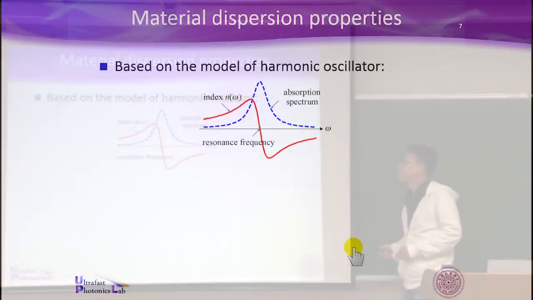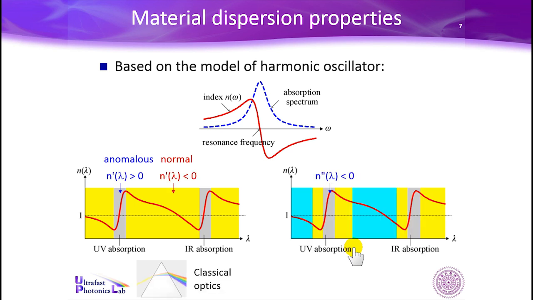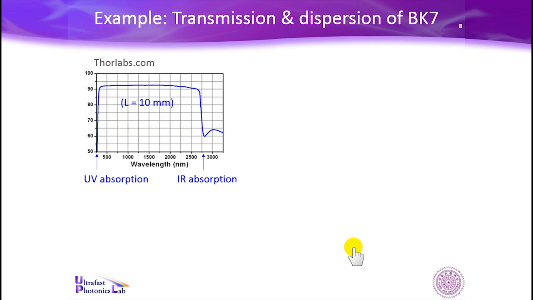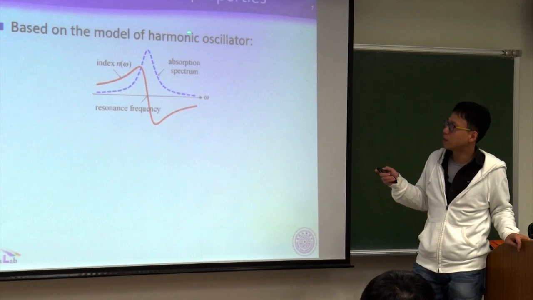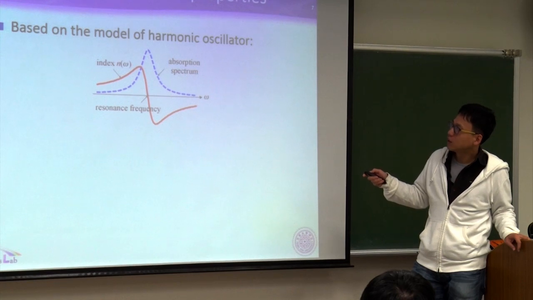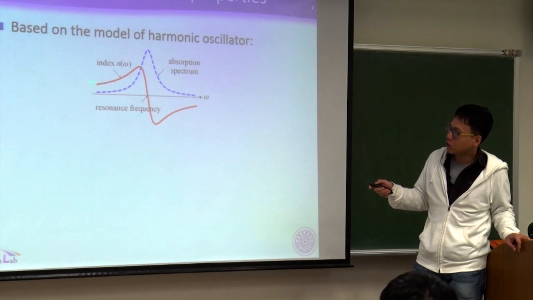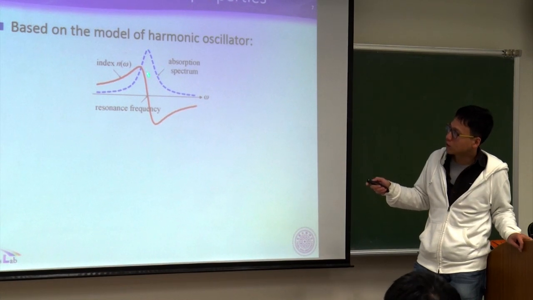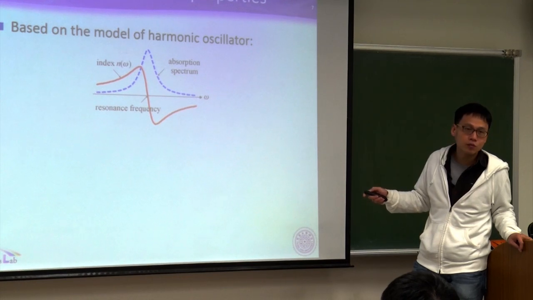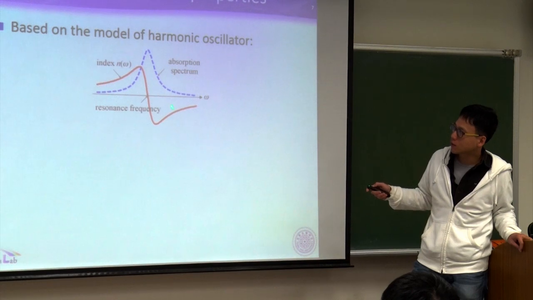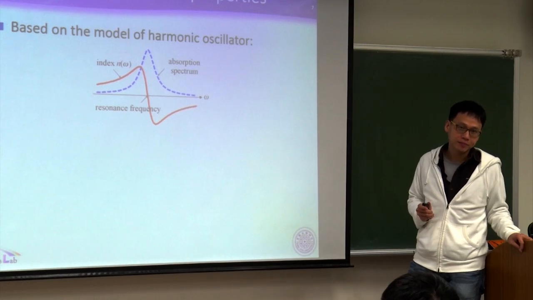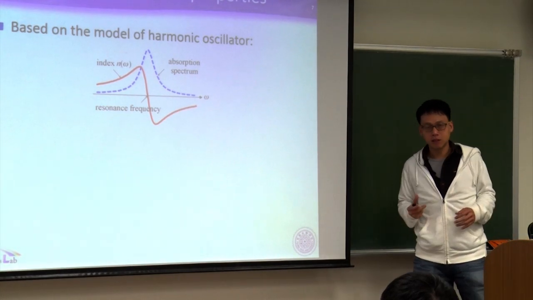Good. Then, material dispersion properties. We might have discussed this before. By the model of harmonic oscillator, you can derive that your absorption spectrum should be like the blue dashed curve. Your index spectrum should be like the red solid curve. Okay, so you can see around the absorption peak, your index of refraction actually decreases with frequency. But on the spectral wings, your index of refraction increases with frequency. Okay, so this is the typical phenomenon you can observe.